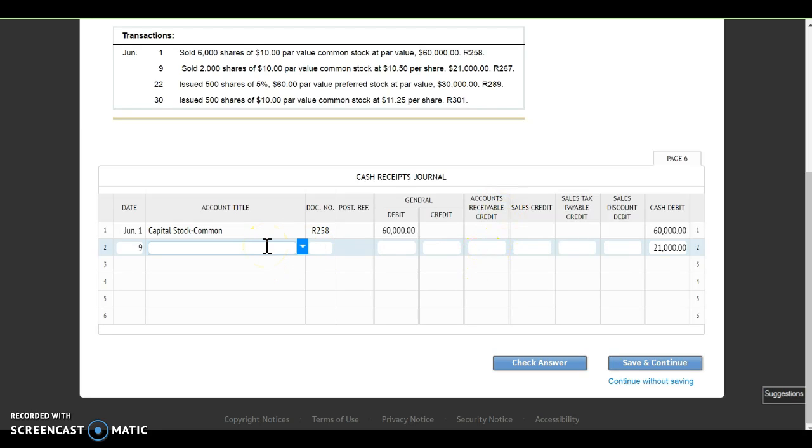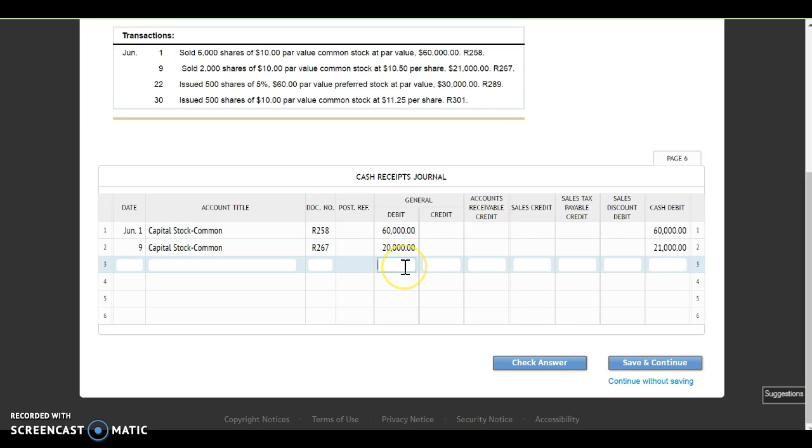Okay, now I need to put in my credits. First thing that I'm going to credit is my capital stock common. Now, receipt 267. Now that 21,000 is not all my capital stock common. Okay, what I need to do is I need to look at those shares. I sold 2,000 shares, and the par value of those shares were $10 a share. So that means my capital stock common is going to be a credit of 20,000.